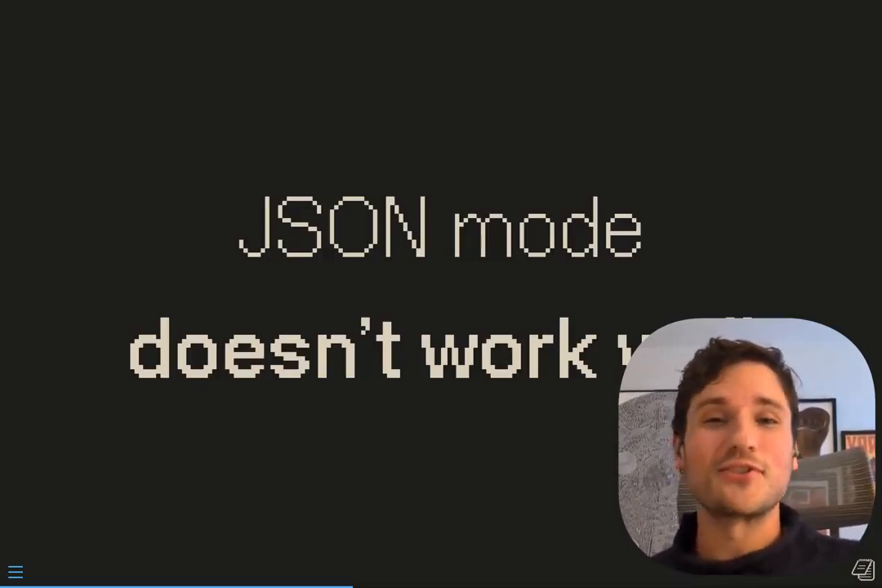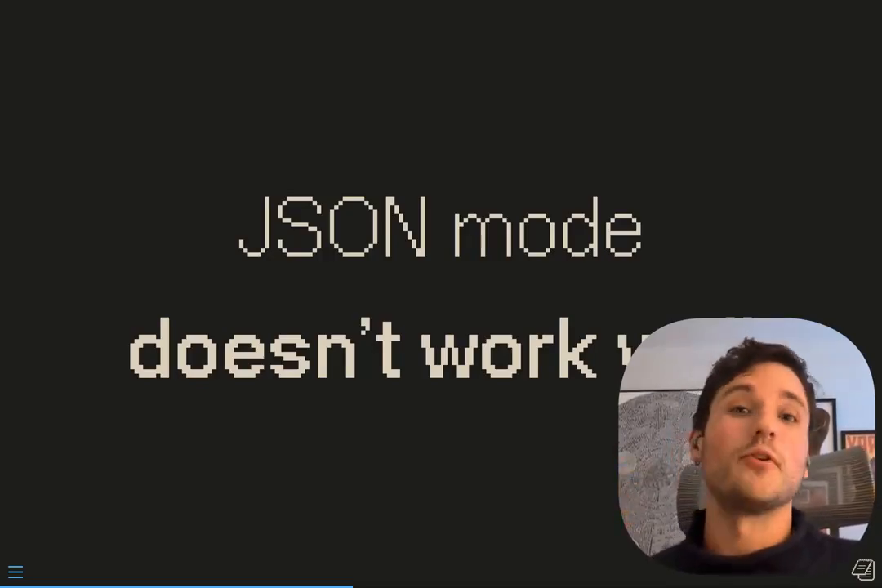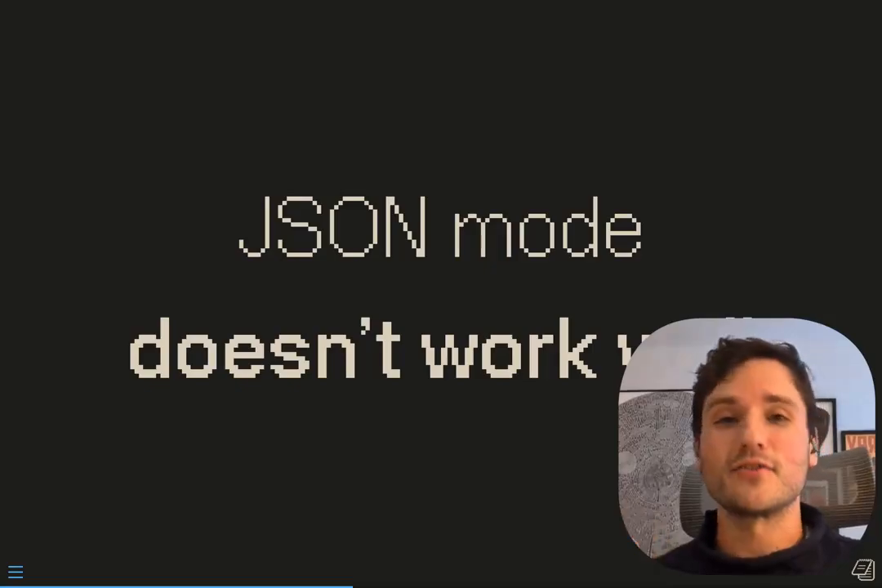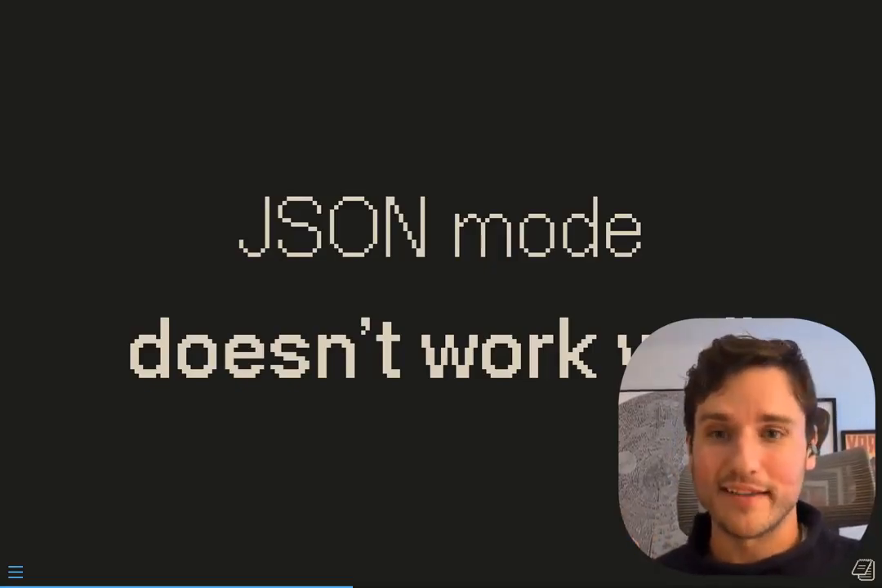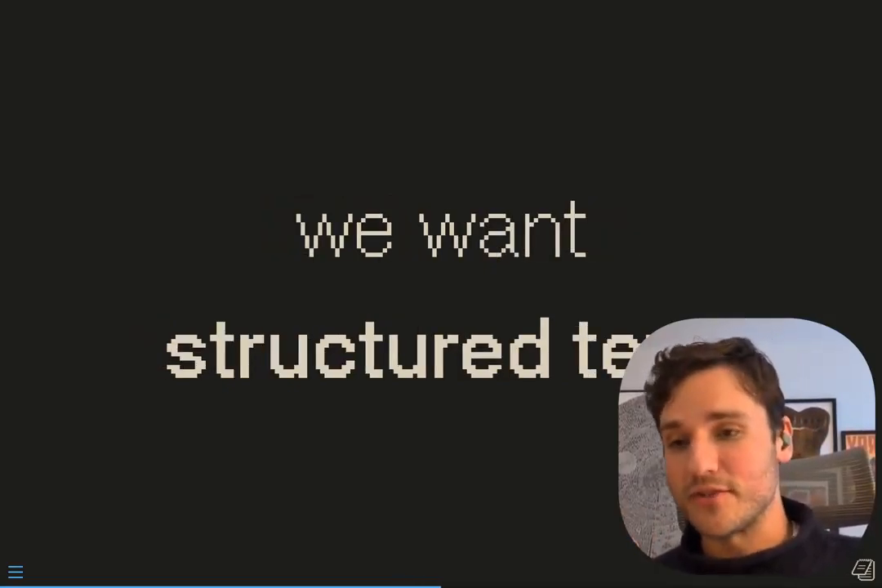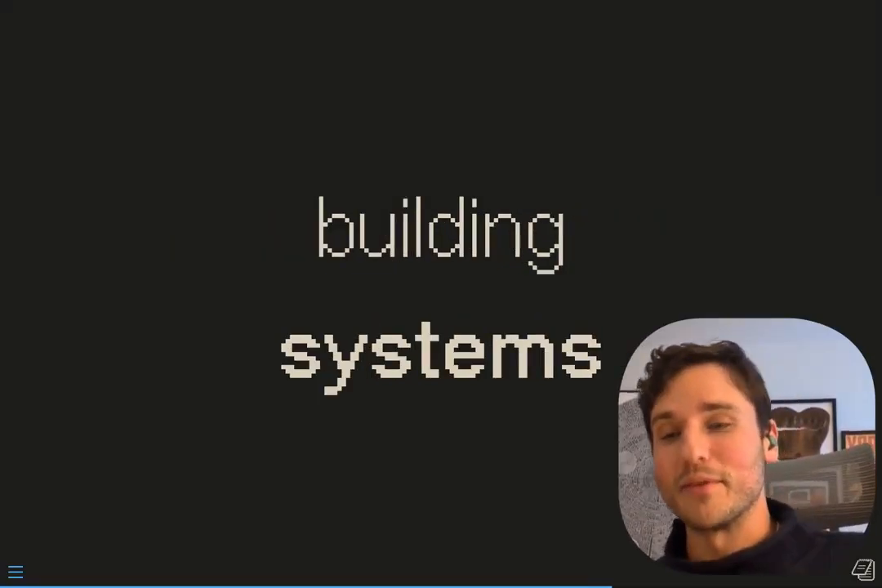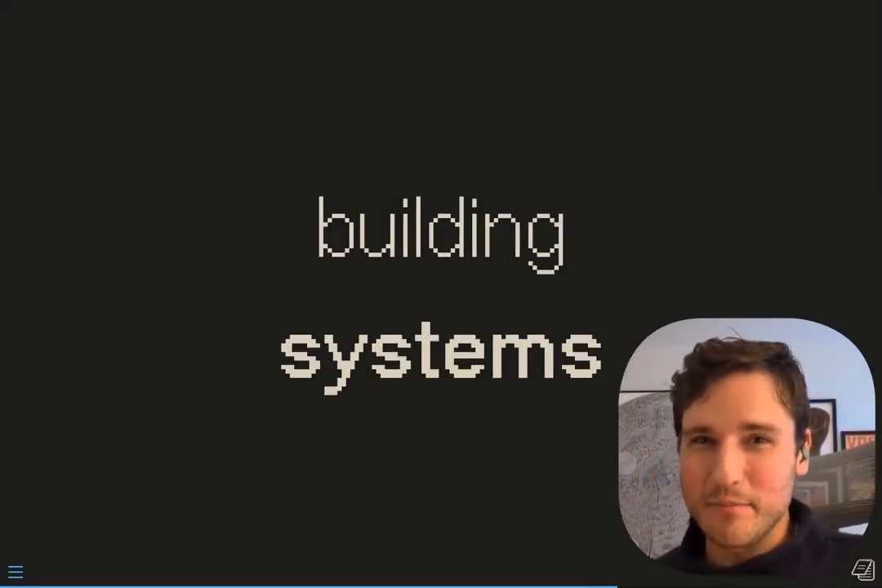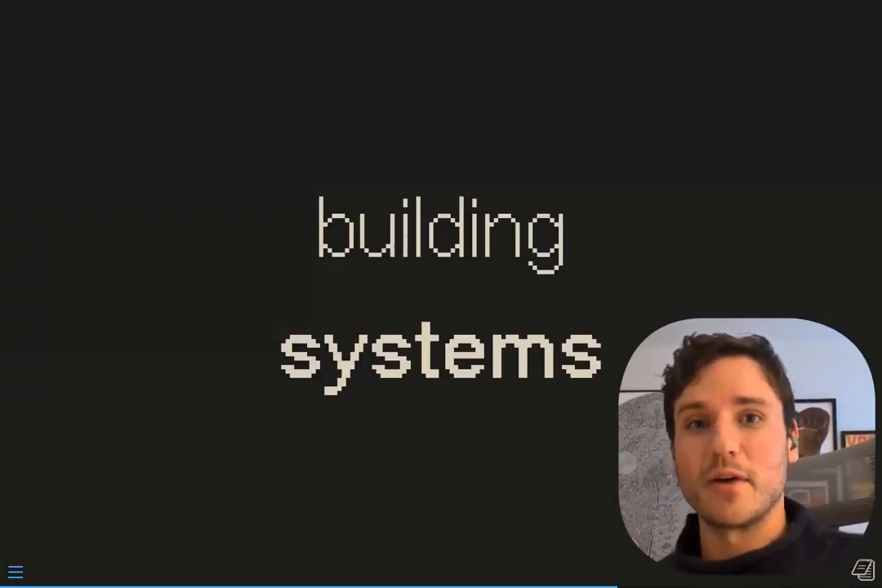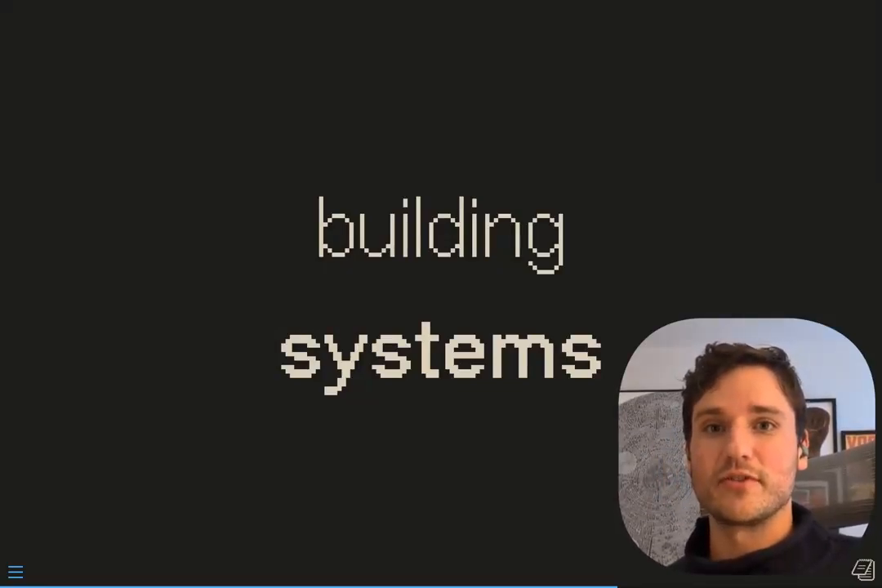And in this video, I'm going to show you an example of a case where JSON-mode works, and then a situation where JSON-mode completely breaks down. So we want structured text, formal structured text, because we're adults and we're building systems. You can't really build good systems with language models unless you're using some form of structured text.